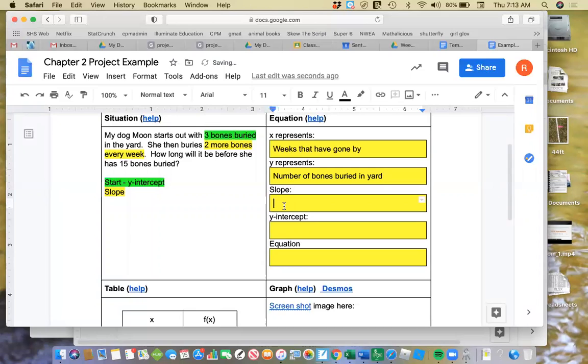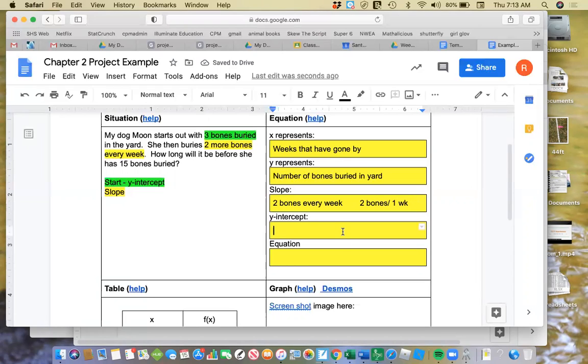Okay, and my slope is how it's changing, and she is burying 2 bones every week. So I could write here 2 bones every week. I could also write it another way. If I was going to write 2 bones per week, I could write it with that little division symbol, that really this is a rate and that I'm dividing. And if I wanted units, I could even write 2 bones per 1 week, that's really what's going on.